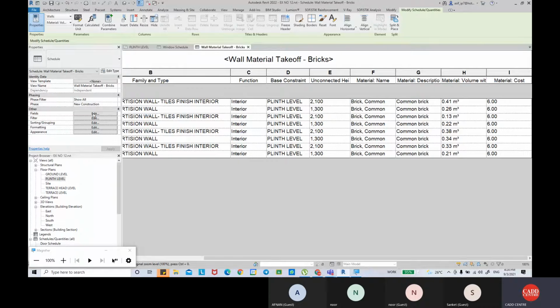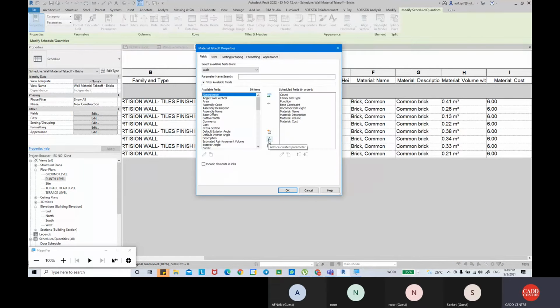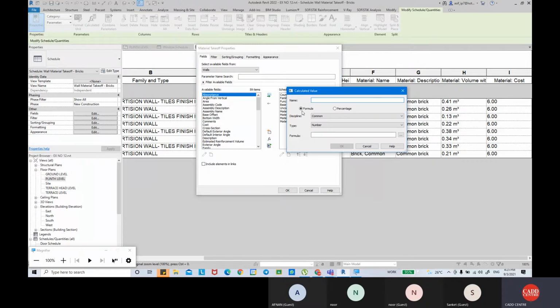So for that I'll come to field edit and I'll create a formula parameter. So add a calculator parameter. In that I'll write down the name of the cell. I'll call this number of bricks with MOTAR. Okay, discipline type is common. Type would be number, because we are searching the quantity.